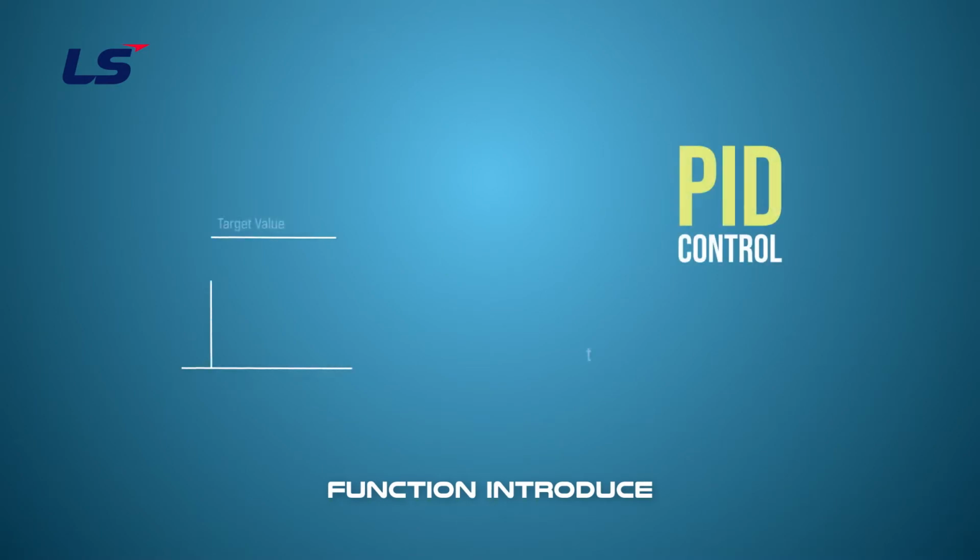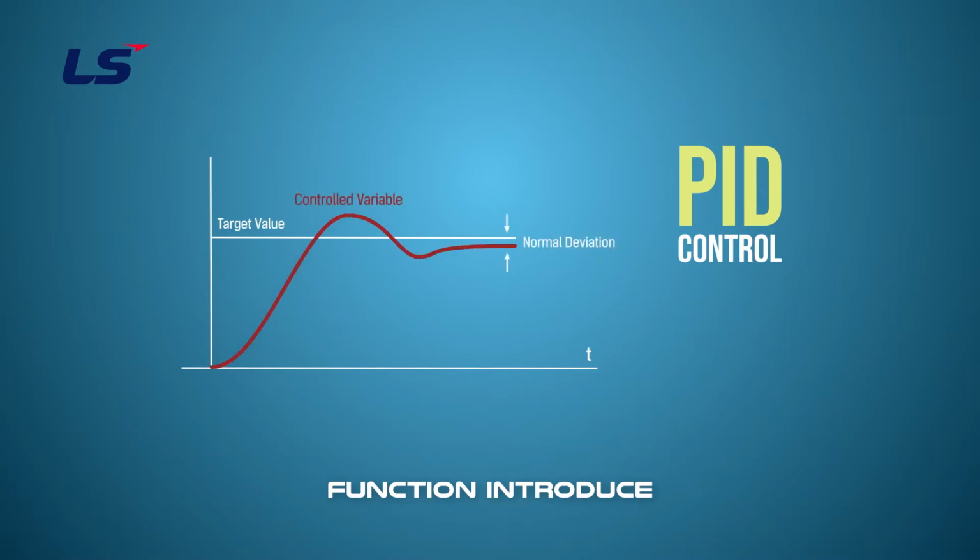PID control is a control method that keeps the actual output from a process as close to the target or set point as possible. It consists of a combination of proportional control, integral control, and derivative control, and can be widely applied to process control such as speed, flow, pressure, and temperature.